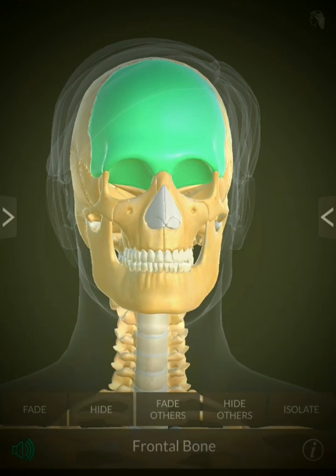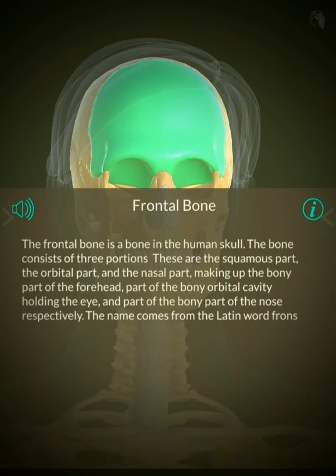The frontal bone is a bone in the human skull. The bone consists of three portions. These are the squamous part, the orbital part, and the nasal part, making up the bony part of the forehead, part of the bony orbital cavity, holding the eye, and part of the bony part of the nose respectively. The name comes from the Latin word frons.